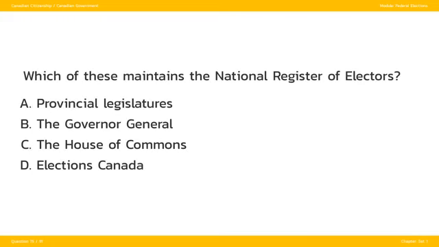Which of these maintains the National Register of Electors? A. Provincial legislatures. B. The Governor-General. C. The House of Commons. D. Elections Canada. The answer is D. Elections Canada.